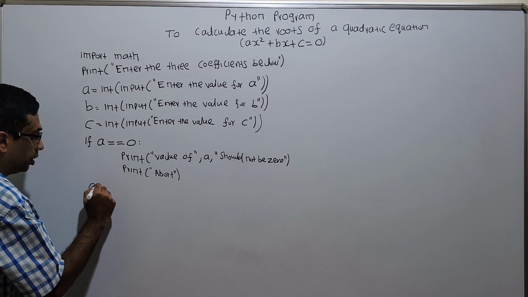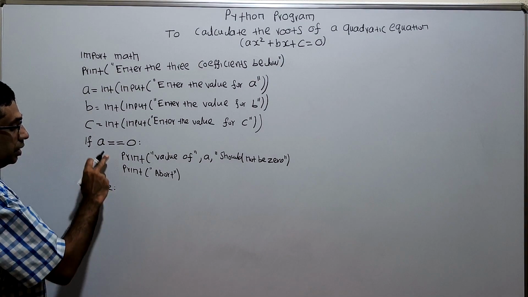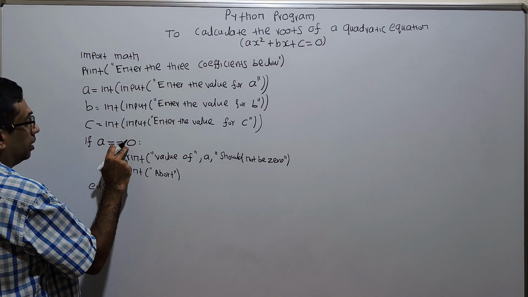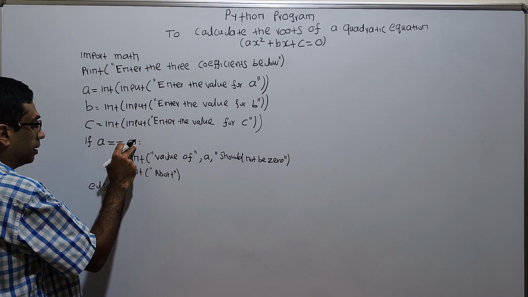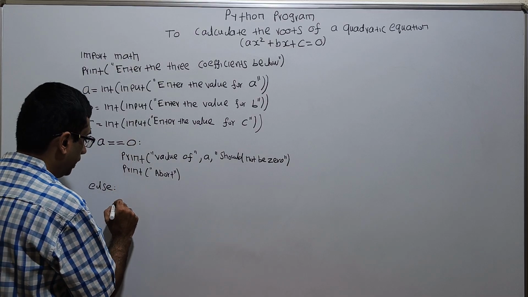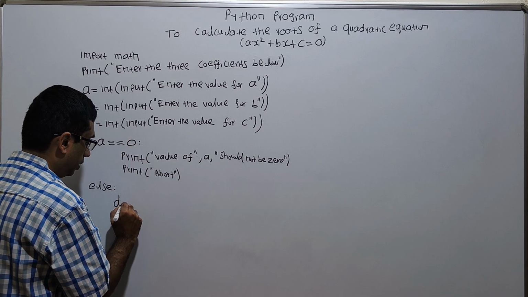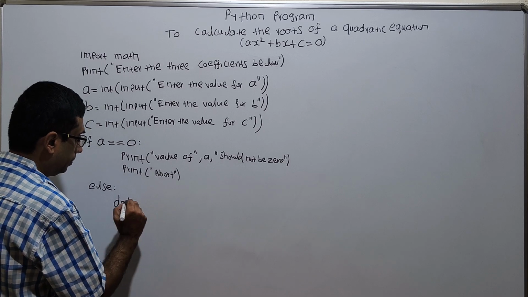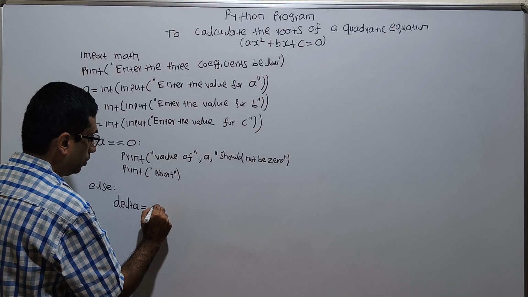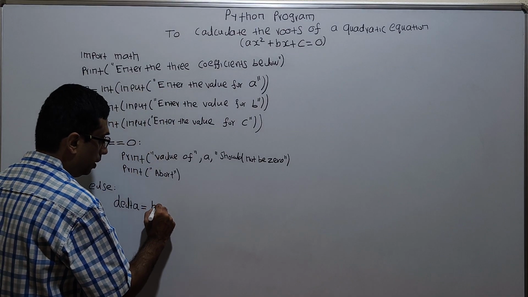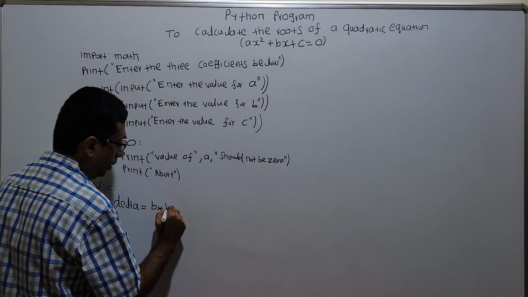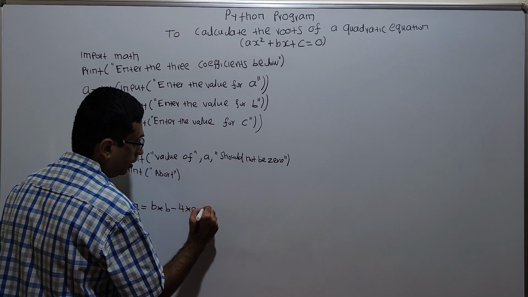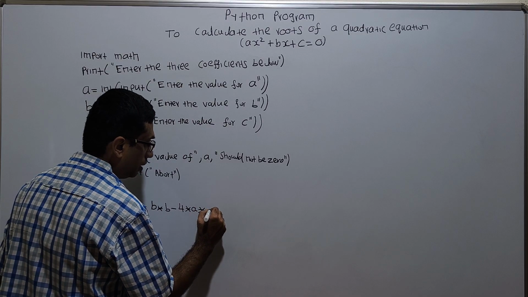Otherwise, A is non-zero. I am writing the else part here. If this condition is false, that means A double equal to 0 is false. That means A has a non-zero value. Control will come to the else part. Here I am calculating the delta value. Delta equal to B square minus 4AC. B star B minus 4 star A star C.